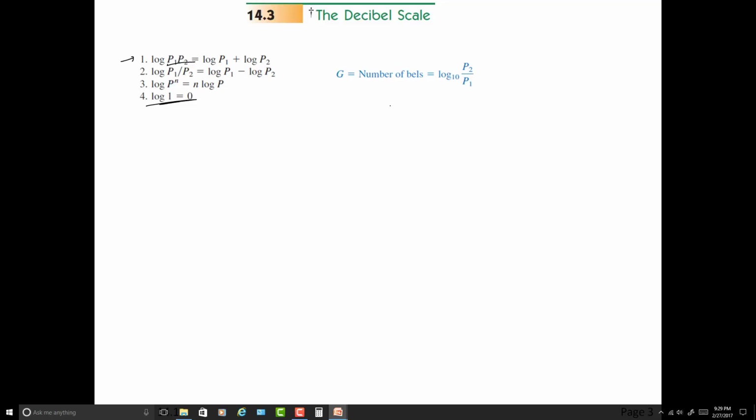Now, so G is the number of bells. We're just calling it that. And the bell is a pretty large term, but here it is in full regalia with the base specified. So the log of the ratio of the powers is called the number of bells. Now that tends to be kind of a small number at times. So we've really redefined it to define the decibel as 10 times the bell function, okay? And it just makes it a number that's not always fractions and so forth.